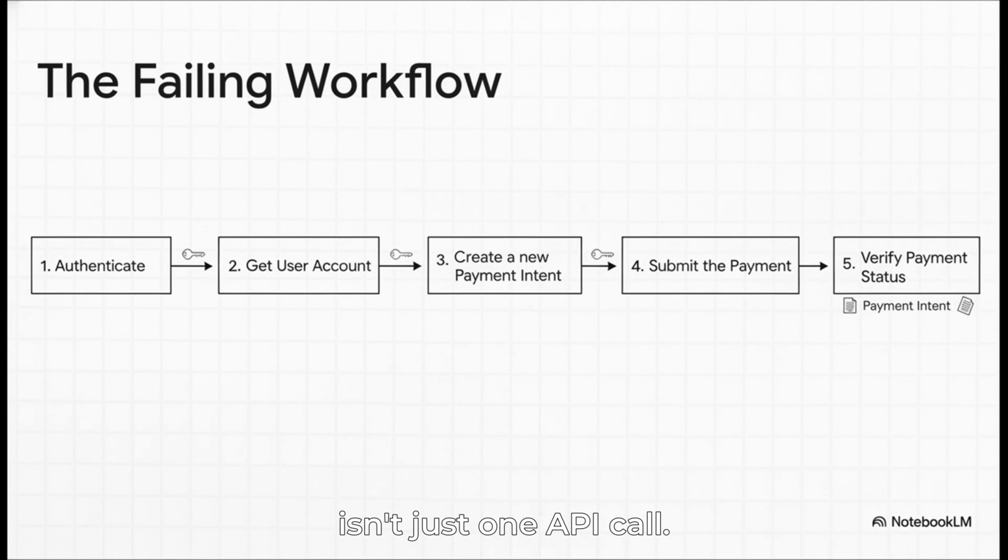And the problem isn't just one API call. It's a whole 5-step workflow. You have to log in, get user details, create a payment intent, submit the payment, and then verify its status. The key here is that each step depends on data from the step before it, like a line of dominoes.